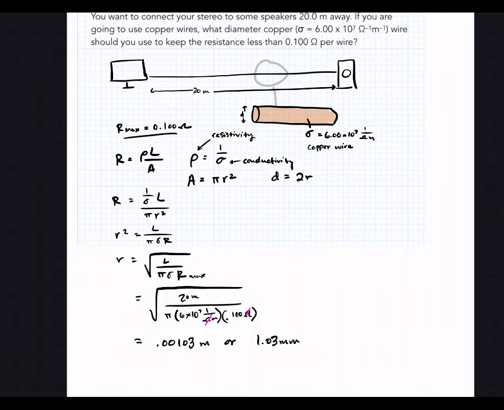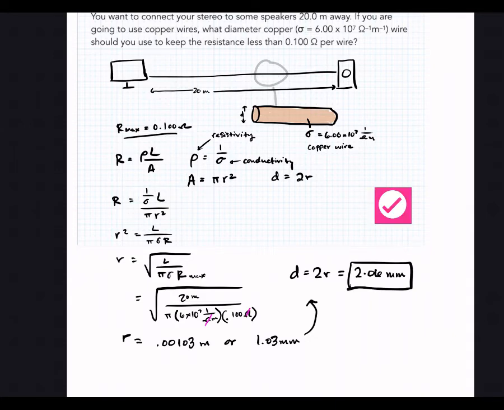But remember, this is the radius, all right? And we want the diameter. So in order to get diameter, we just take 2 times radius, which is 2.06 millimeters. And that's the end of our problem.